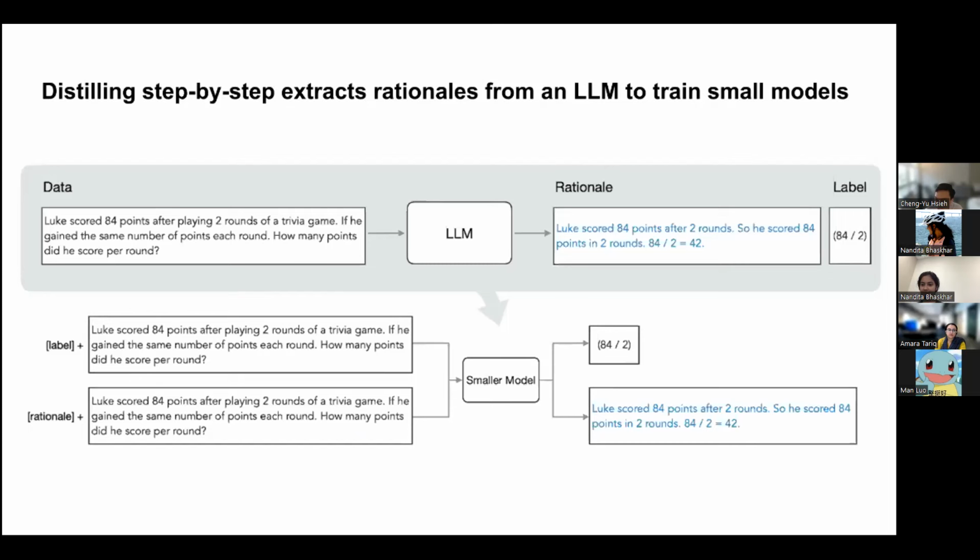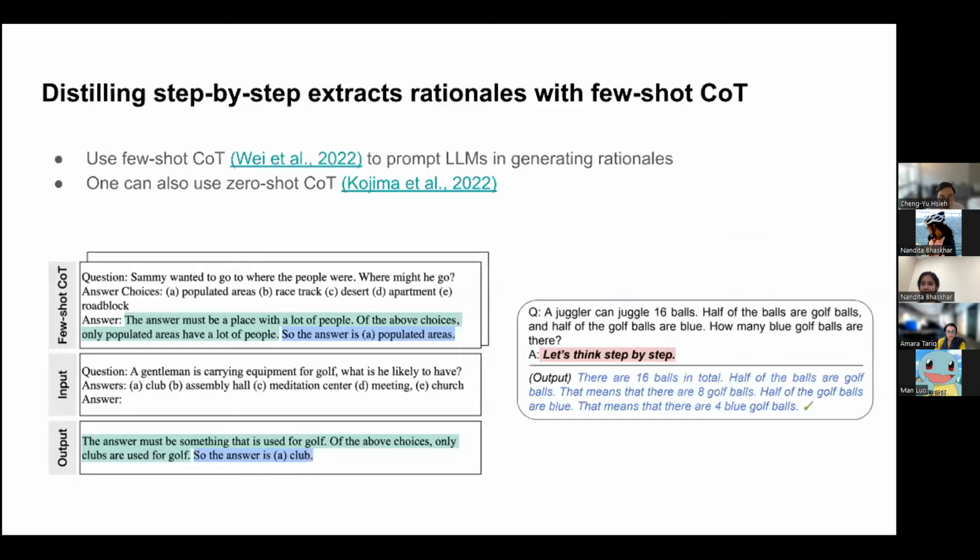So here, the first question to facilitate the distilling step-by-step mechanism is how to extract rationales from large language models. And here we follow the few-shot chain of thought prompting approach from the original chain of thought paper, where in the input demonstration, the input prompt, consider this is the case of a commonsense question answering test where we've given the question: Sammy wanted to go to where the people were, where might he go? And there are different choices for the model to pick.